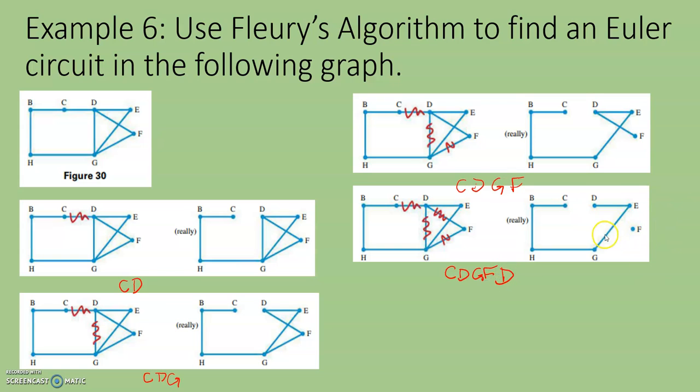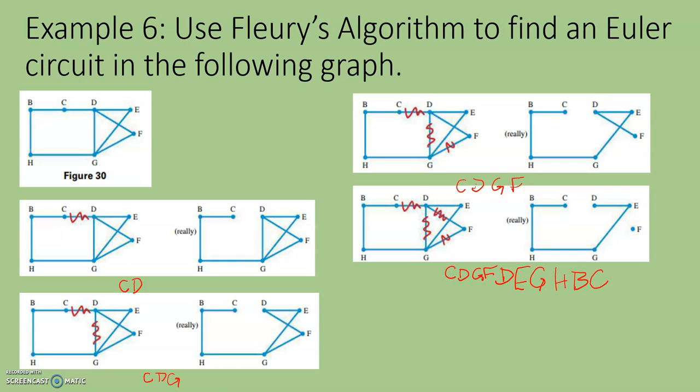And now F is all by itself over here. We now have a cut graph. If we follow our path that we're left with, we can now go D to E, to G, to H, to B, to C. We can trace it around, starting at D. Let's check if it's an Euler circuit. C to D, D to G, G to F, F to D, D to E, E to G, G to H, H to B, B to C. Yes, it's an Euler circuit.